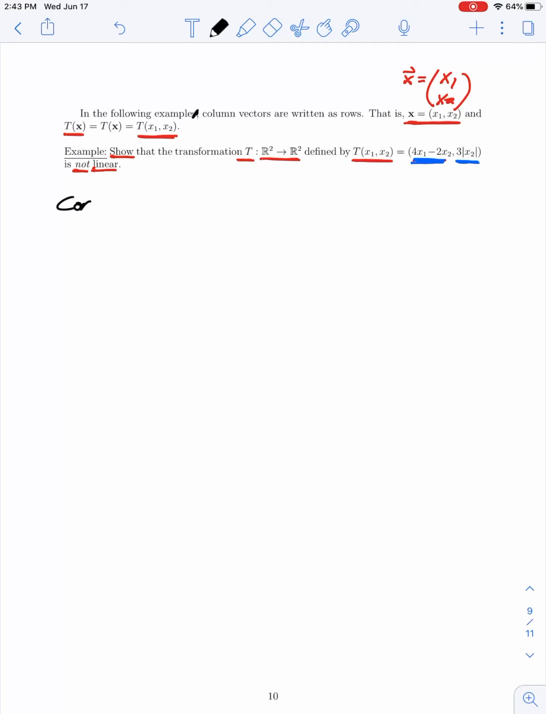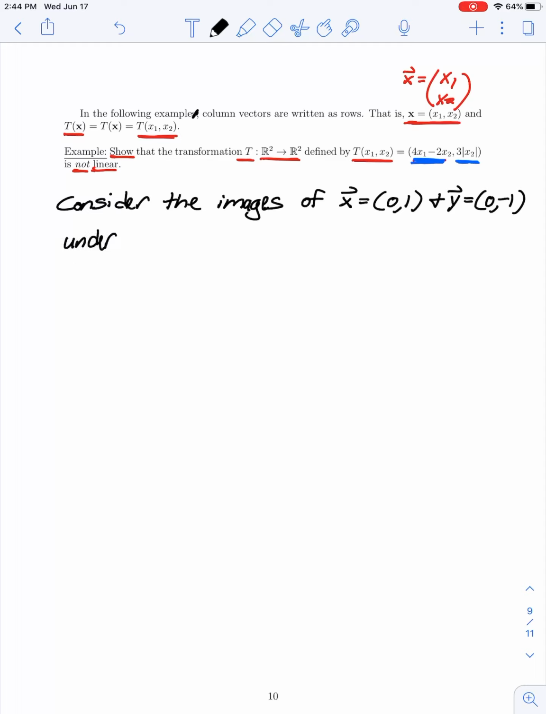So one way to consider this is as follows. Let's look at the images of the vectors. Let me call them x, which is given by, let's say, 0, 1, and y, which is 0, negative 1, under the transformation T.